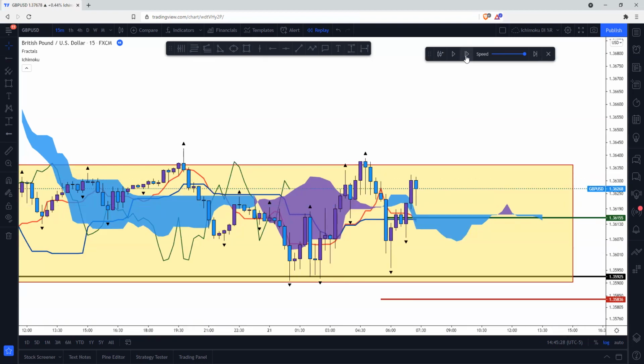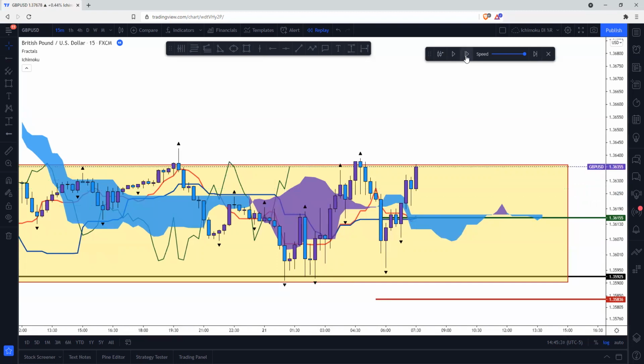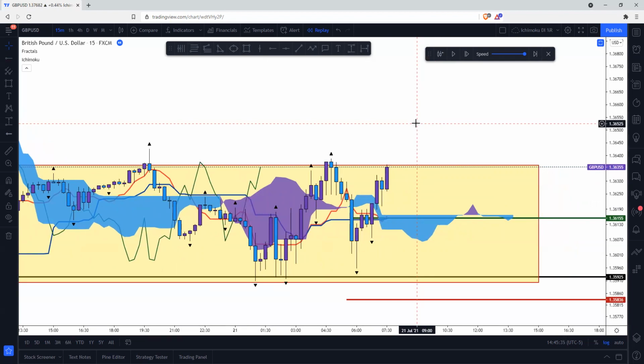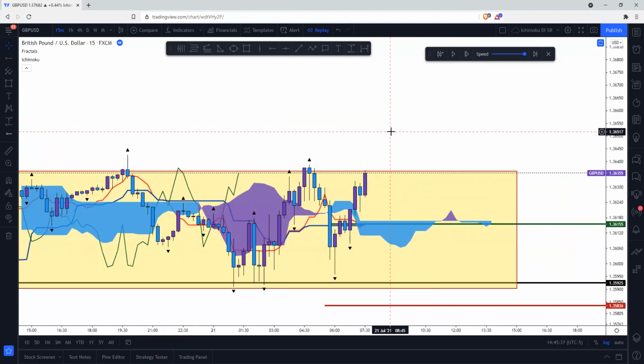Nope, not there either. Right there. So right here is where we could have looked for taking a trade. Now, why would we take a potential trade here? I know it doesn't look like you could take a trade here, but looking at it with just Ichimoku rules, you could potentially take this trade here.